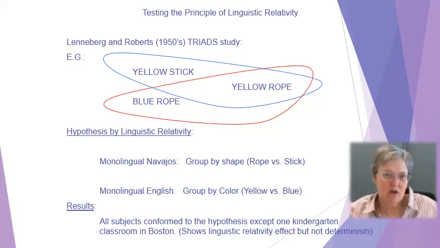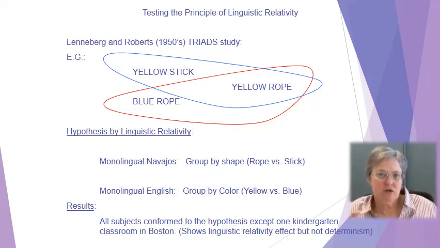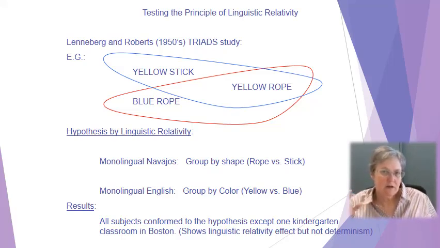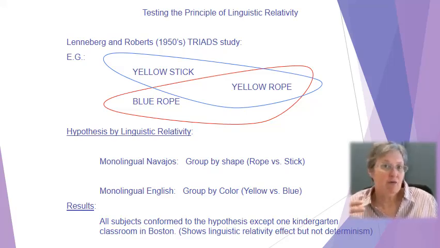Lenneberg and Roberts were the psychologist and the linguist who looked at this. And they took two languages that were different in certain structural ways, Navajo and English. Now, Navajo is famous. You remember, perhaps, that in World War II, the Navajo code talkers were very important because they used the Navajo language, and the Japanese could never decode what they were saying.